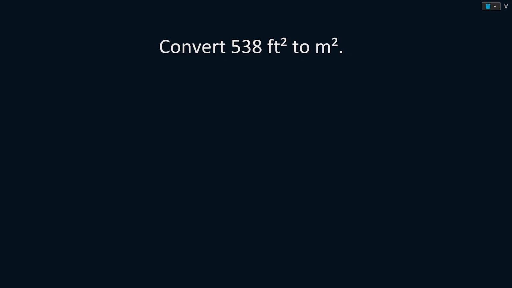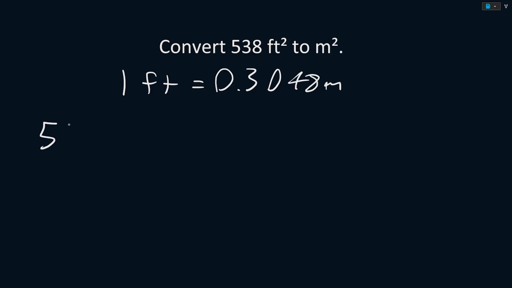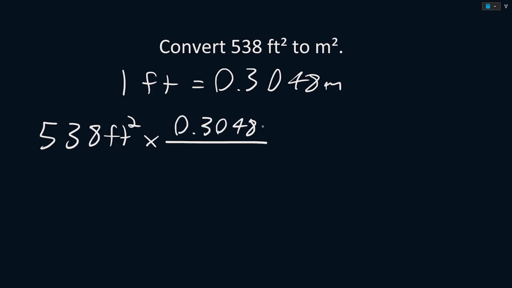Convert 538 squared feet to squared meters. First, we need to understand the relationship between feet and meters. This is that 1 foot is equivalent to 0.3048 meters. So to convert 538 squared feet into squared meters, we need to first go from feet to meters by multiplying through our conversion factor of 0.3048 meters for every 1 foot. And because the feet are squared, we need to also square our conversion factor.